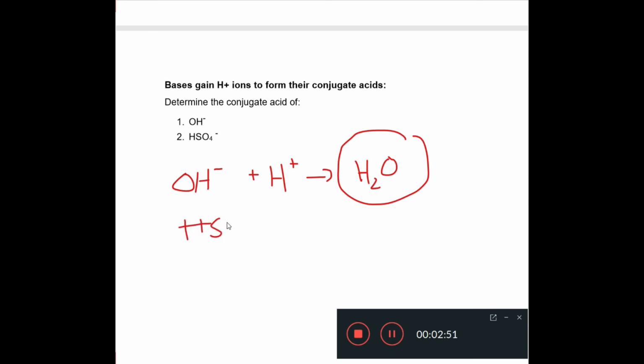HSO4 minus, hydrogen sulfate ion, okay, when it gains H plus, acts as a base, it's going to form, we have to balance that out. Now we have 2 hydrogens and sulfate, like that. Total charge on the left is 0, total charge on the right is 0. Atoms are balanced. The answer is sulfuric acid.